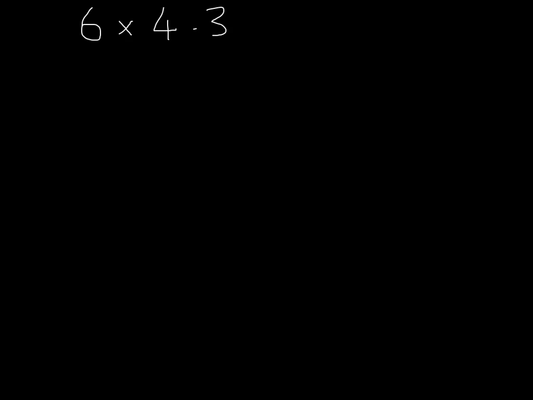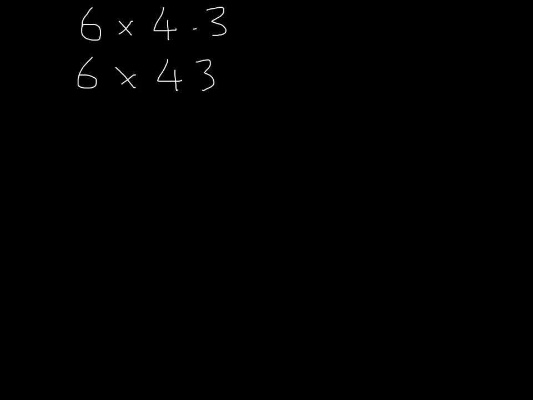Here are a couple of ways of multiplying small decimals using the partitioning method. So here we've got 6 times 4.3. What I can do is multiply 4.3 by 10 to make it a whole number, and then when I get my answer I can divide it. So if I multiply 4.3 by 10, that gives me 6 times 43.